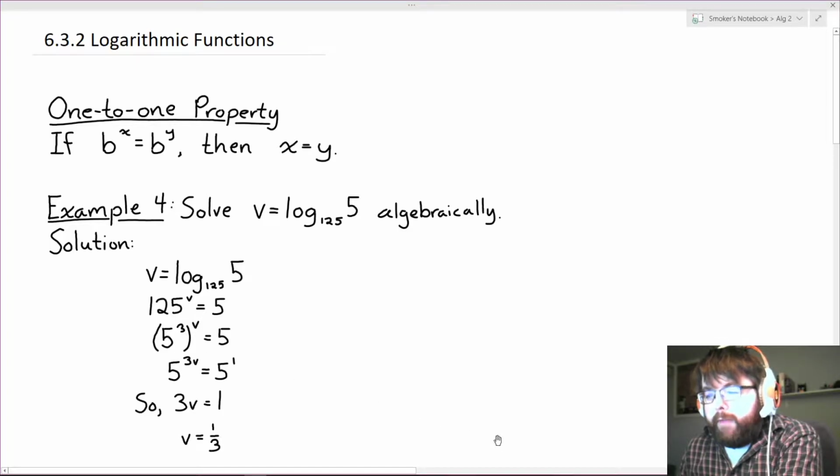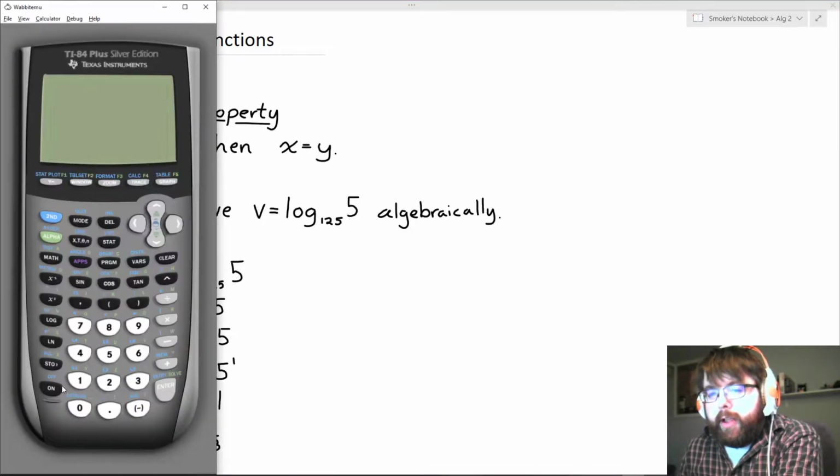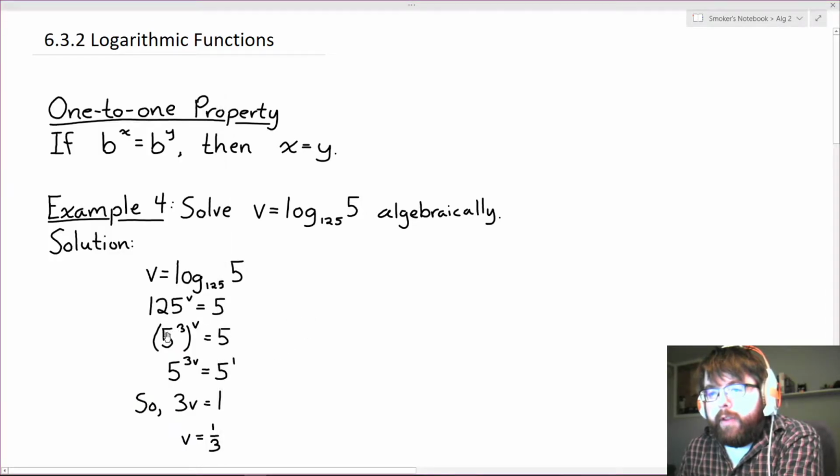Well, 5, where's my graphing calculator at? 5 to the third power is 125. Okay, so 5 to the third power is 125. So I can change the 125 to a base 5 by changing it to 5 to the third power. Okay?